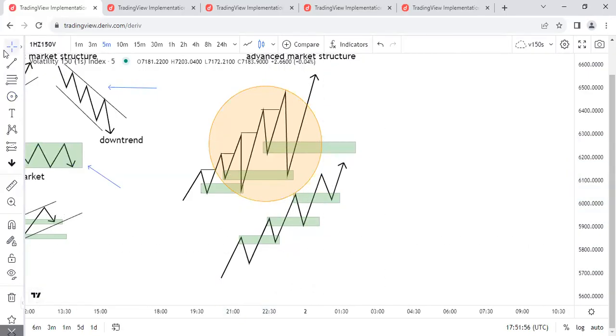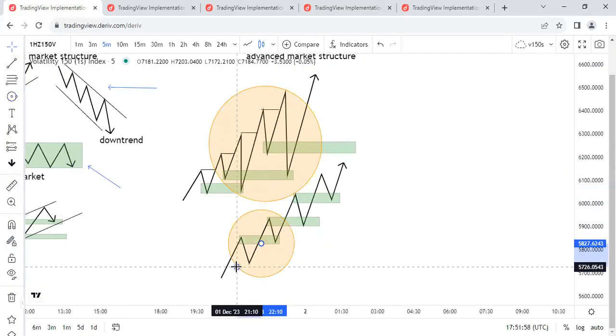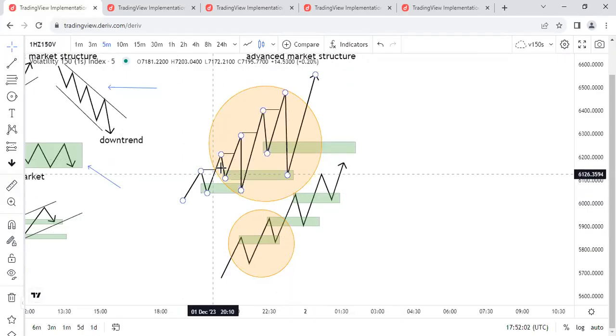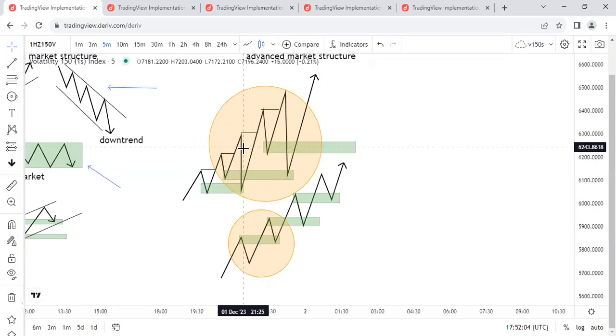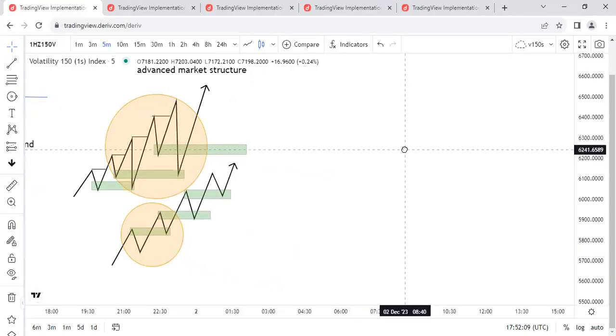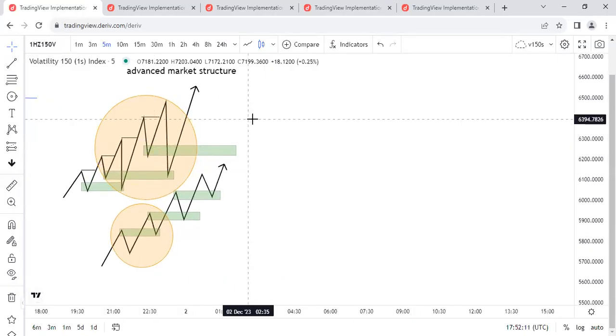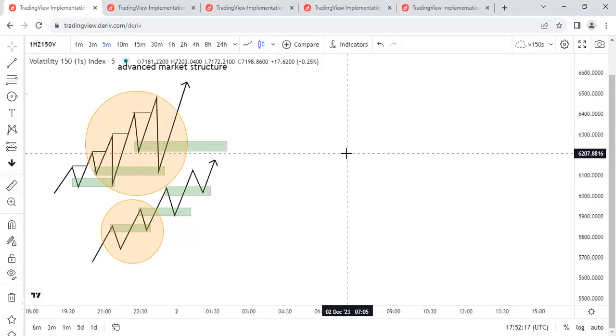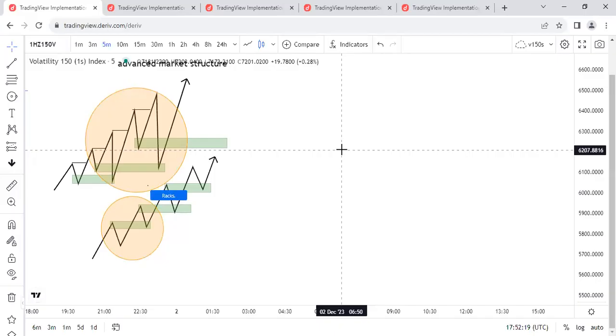You can see the complexity in this and this. You can see how simple the basic market structure is. I can see how complex the advanced market structure is. Okay, so they will make it easy for us. So this is what we need to learn. We need to understand the advanced market structure, because now you know that price moves from one point to the other.